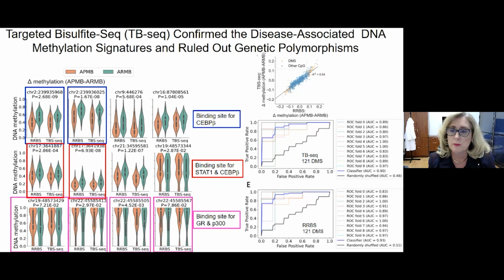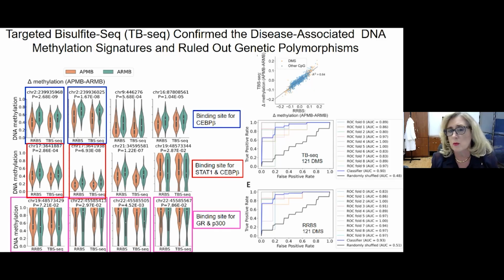So we went on to confirm this work using a targeted bisulfite sequencing method. We just developed this over the past few months in the laboratory to confirm these disease-associated methylation signatures. These were targeted probes that spanned these methylated regions and sites that we identified, and we developed over 1,000 different probes. Interestingly, because these were sequenced, we were also able to examine genetic polymorphisms within these regions and rule out that any of the associations we found between the methylation signatures and disease association were due to genetic polymorphisms.